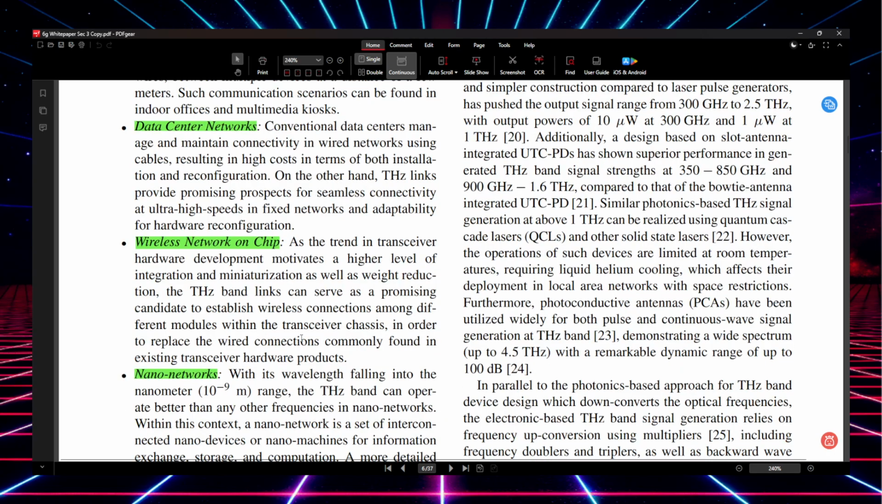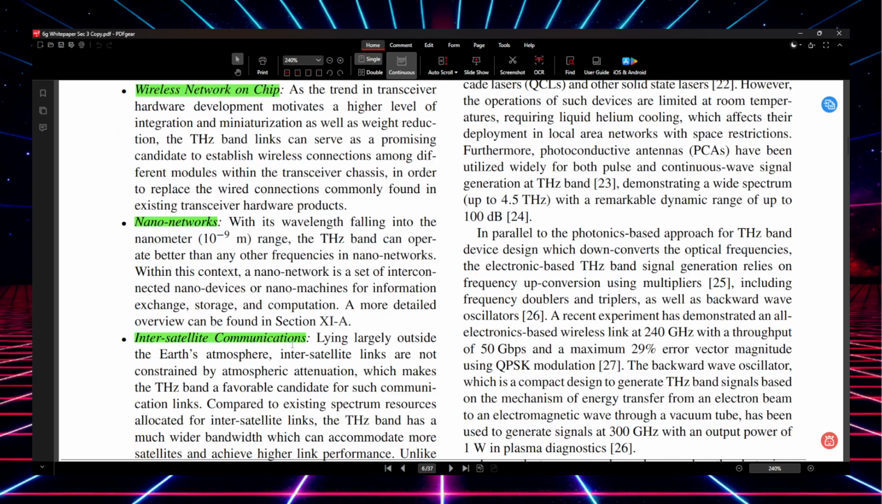Wireless network on chip. As the trend in transceiver hardware development motivates a higher level of integration and miniaturization as well as weight reduction, the terahertz band links can serve as a promising candidate to establish wireless communications or connections among different modules within the transceiver chassis in order to replace the wired connections commonly found in existing transceiver hardware products.